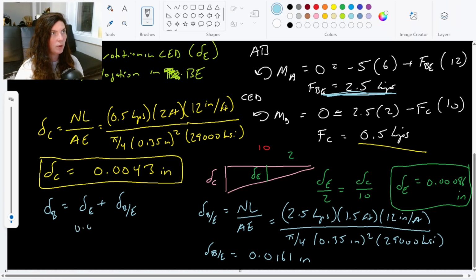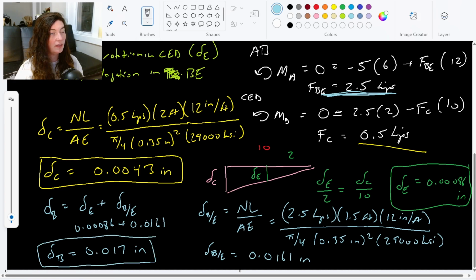I'm just going to add these two guys together. My delta E was 0.00086 plus 0.0161. So my actual delta B is 0.017 inches. And that's it. That's all three displacements that they asked for.